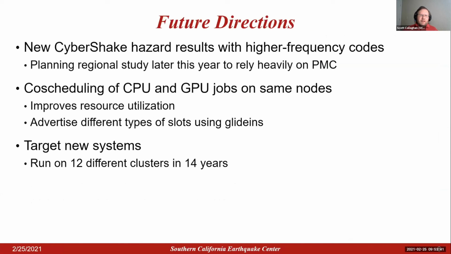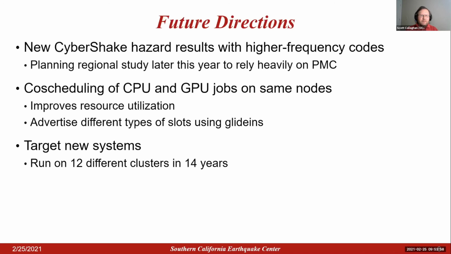So for us, the future directions that we're looking at, we have a couple. One is we're planning to do one of these large regional studies like I just showed, but with the new slate of high throughput jobs. And so we anticipate relying very heavily on Pegasus MPI cluster to support that.